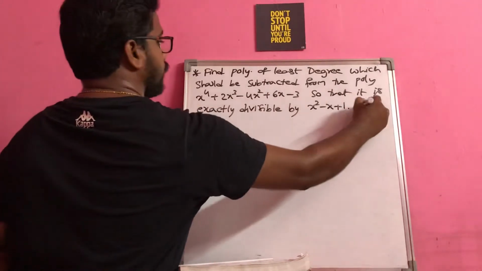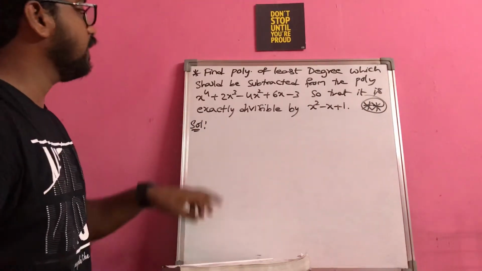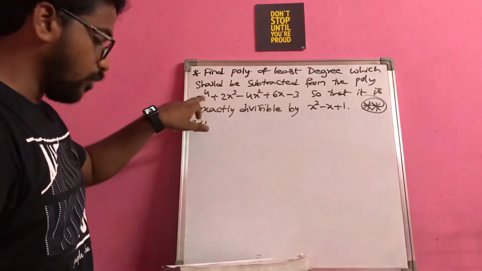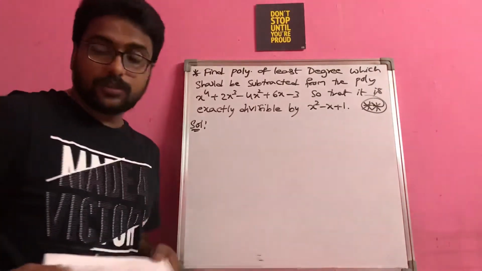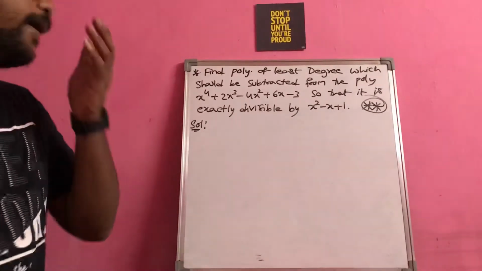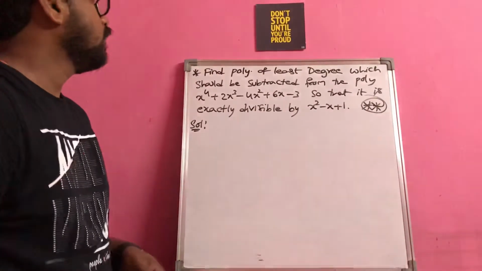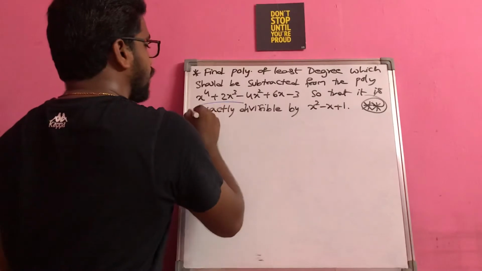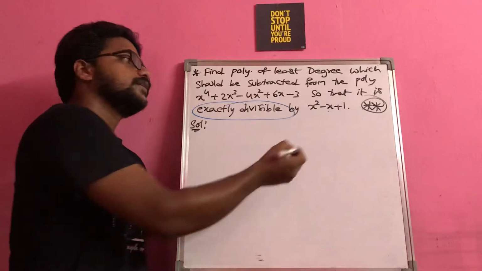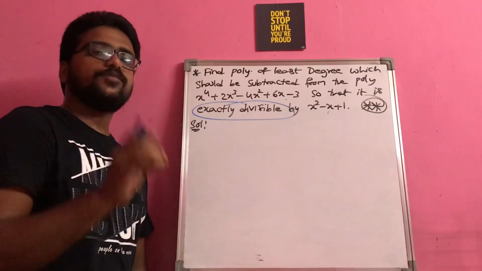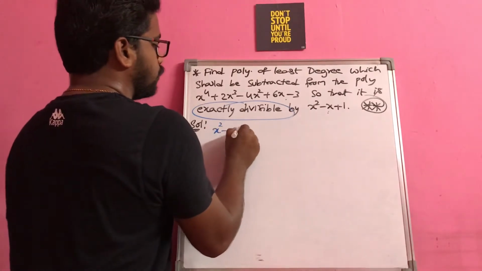See students, this is a very important model for 4 marks. Find the polynomial of least degree which should be subtracted from the polynomial x power 4 plus 2x cube minus 4x square plus 6x minus 3 so that it is exactly divisible by x square minus x plus 1. So understand the question first. They said this has to be exactly divisible by this polynomial. Again, it is indicating that this is a factor of this polynomial, which means remainder should be 0. So let us do the division and then we will come back to the question.